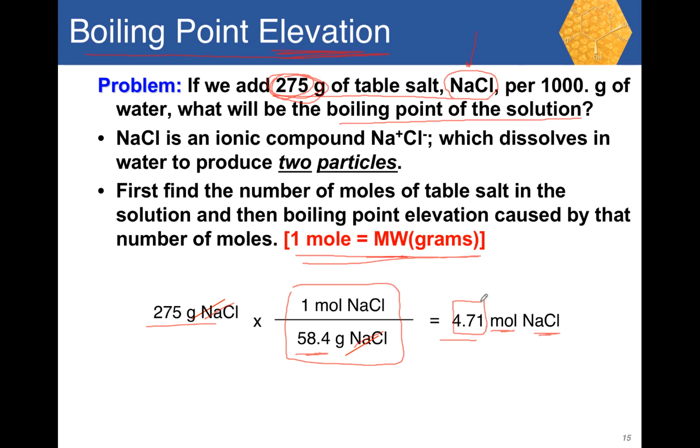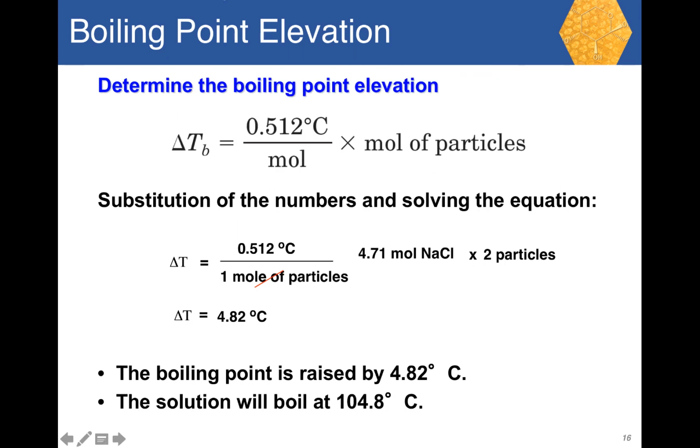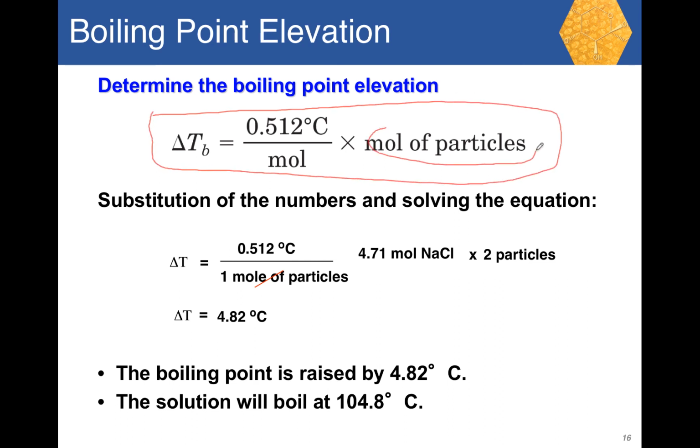4.71 moles. Next, we utilize this equation here, and here's the key: moles of particles. How many particles are there in sodium chloride in a solution of water? We know that sodium chloride dissociates to give Na+, 1 particle, and Cl-, another particle, so it's 2 particles. So using this equation here, ΔT, this is a constant, and of course we do the math, we end up with 4.82 as the change in temperature.